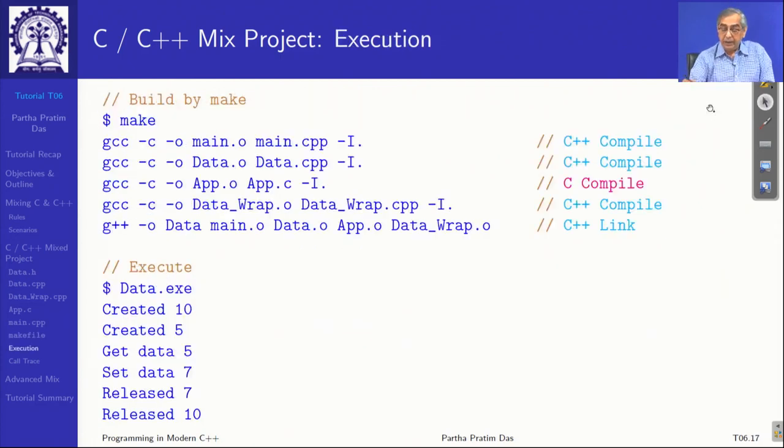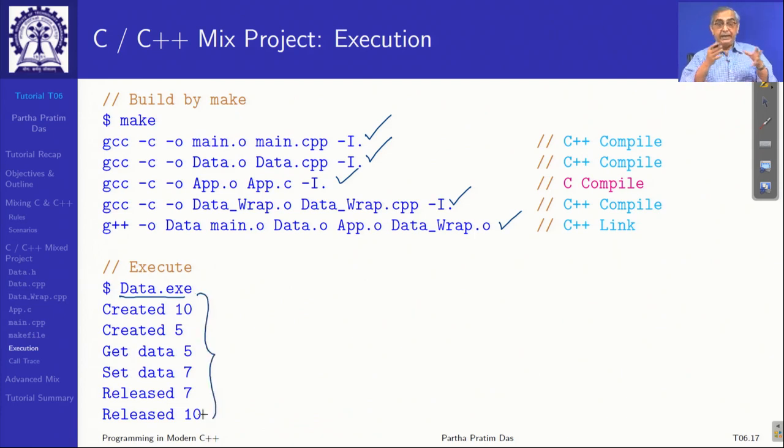Now, if you execute this and ask your Make to tell you what it is doing, it does the C++ build of main.cpp, then data.cpp, the C build of app.c, the C++ build of data wrap.o, and the G++ C++ linkage of the entire code. Your data.exe is ready. I am talking about the Windows platform, so the name is data.exe, depending on your platform. And now you can see what it prints.